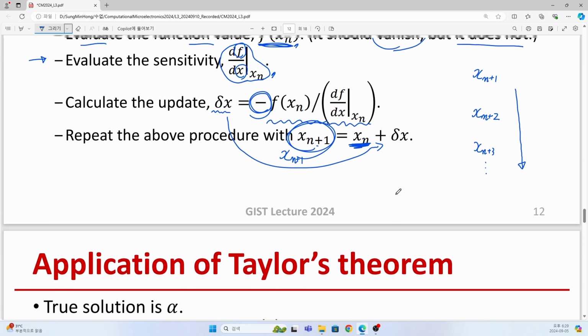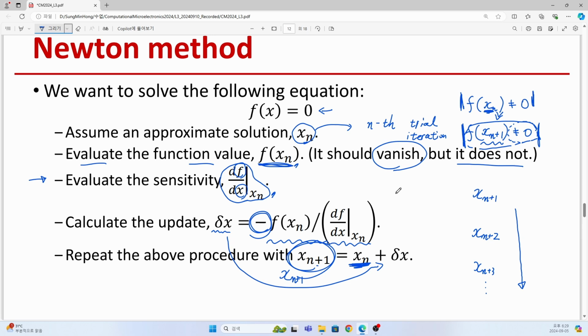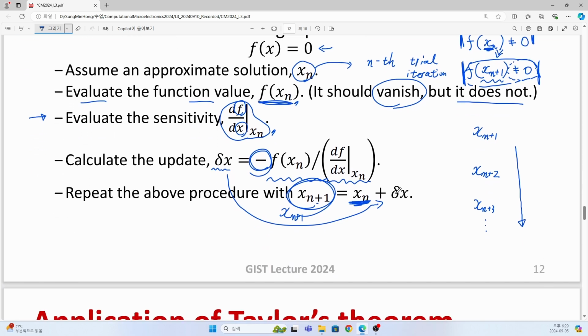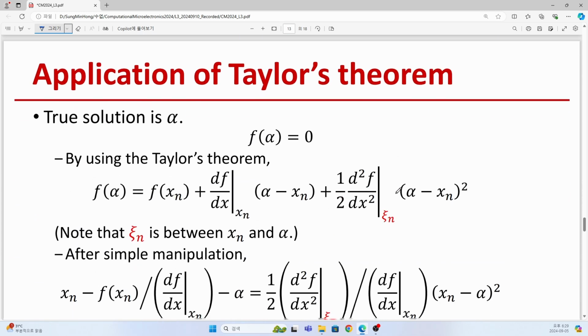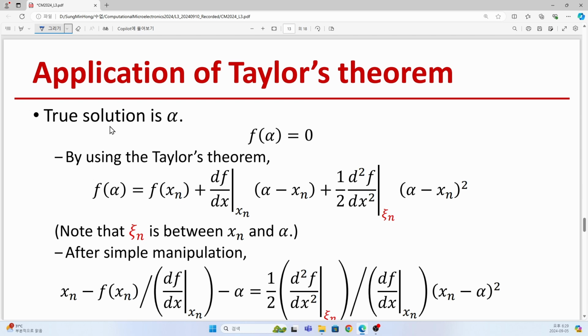So it has a really good property, so I will explain it from now on, just to sketch its good property. Let's assume that the true solution of this equation f of x equal to 0 is denoted as alpha. So when you insert alpha into this argument position, then you have exact value of 0. However, your solution x sub n is a little bit different from alpha.